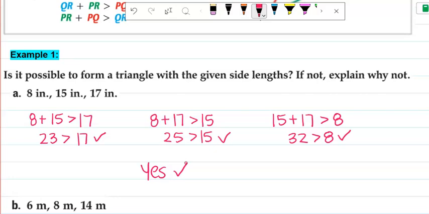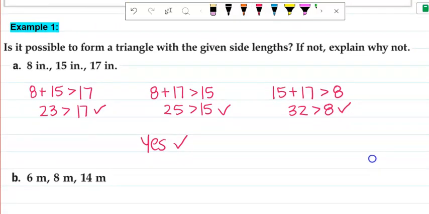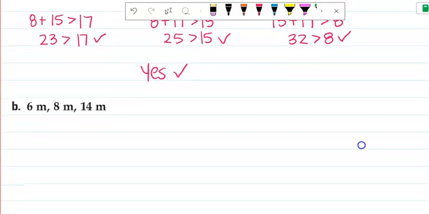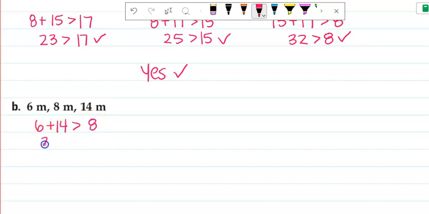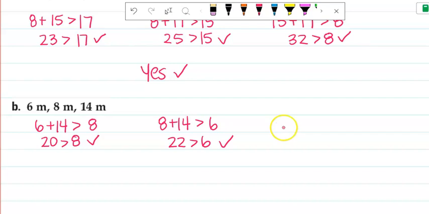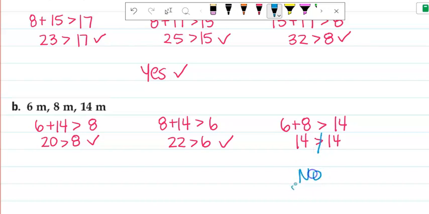Okay, but we have to check all 3, and if there's one that doesn't work, then it can't be a triangle. So for example, if we look at the next one, we could start with 6 plus 14 is greater than 8. Yep, because 6 plus 14 is 20. That's true. We could even do 8 plus 14 is greater than 6. 8 plus 14 is 22. That's greater than 6. Perfect. But when we get to 6 plus 8 to be greater than 14, 6 plus 8 is 14. So that is not true. That does not work. So we can say, no, this cannot be a viable triangle.